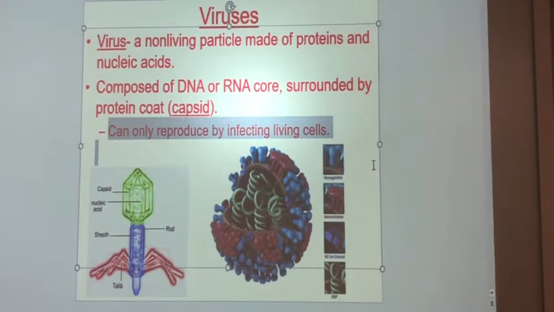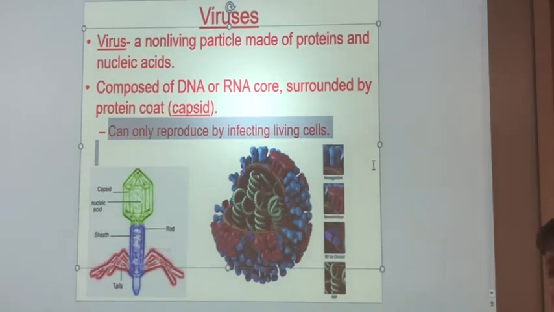Why is that? Well, that virus is specifically adapted to going in and attaching to a specific cellular receptor, which is only found on that specific type of cell. So a liver cell has a specific receptor that other body cells don't have.